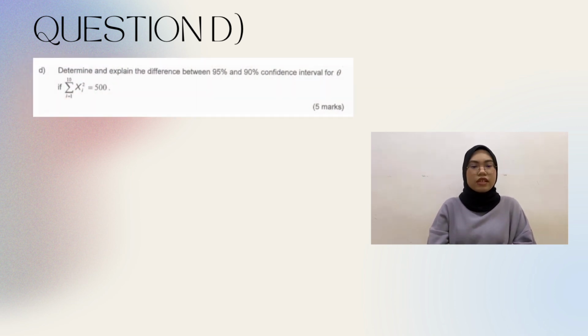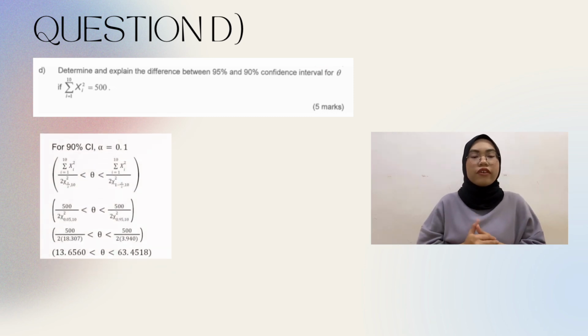with V equal to 10. I am the third presenter, Shazwana binti Samsudin. Next, for question D, determine and explain the difference between the 95% and 90% confidence intervals for theta if the summation of xi squared equals 500. We calculate the confidence interval for theta based on the confidence interval we got from question C.